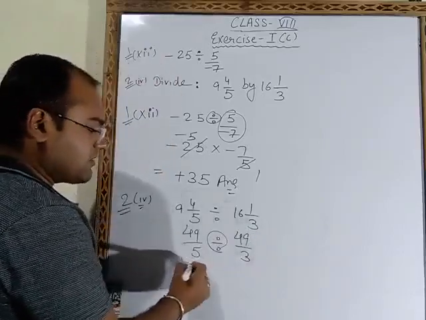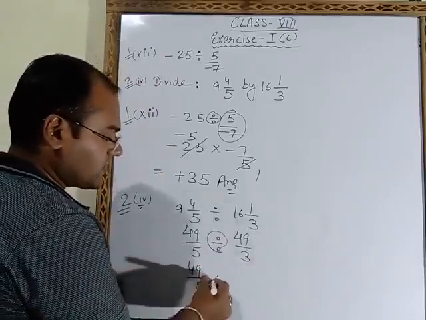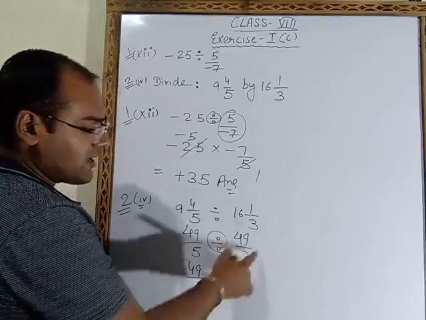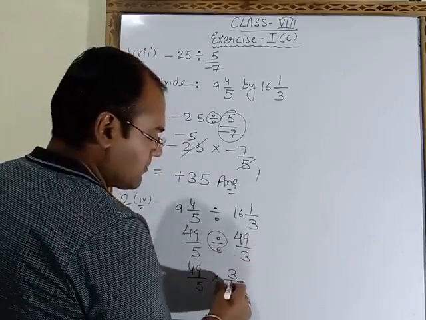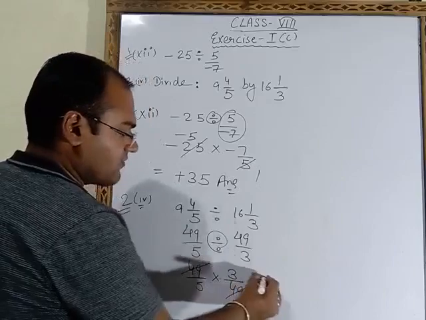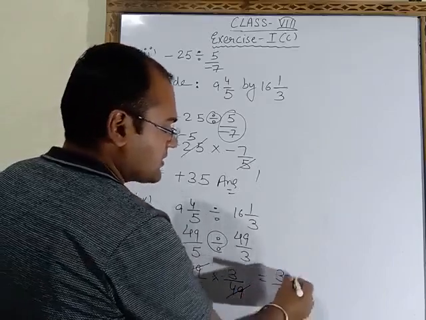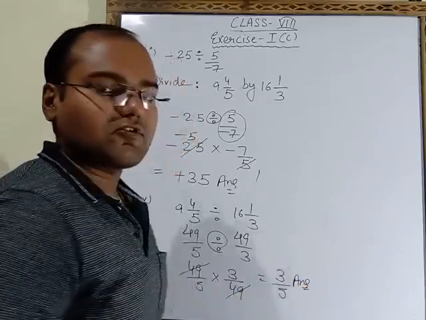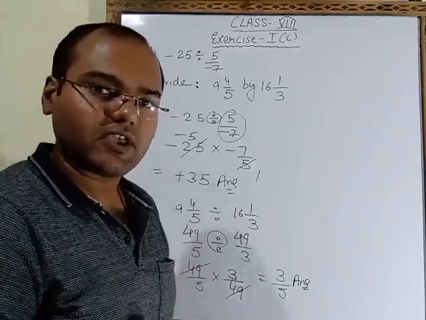Now this divide sign we will change into multiply. So in order to change this divide into multiply, we have to take the reciprocal here. 3 upon 49. 49 and 49 will get cancelled. 3 upon 5 is the answer. So like this we have to do question number first and question number second.